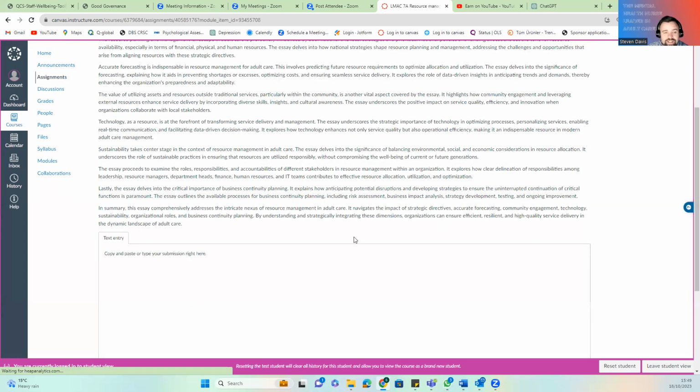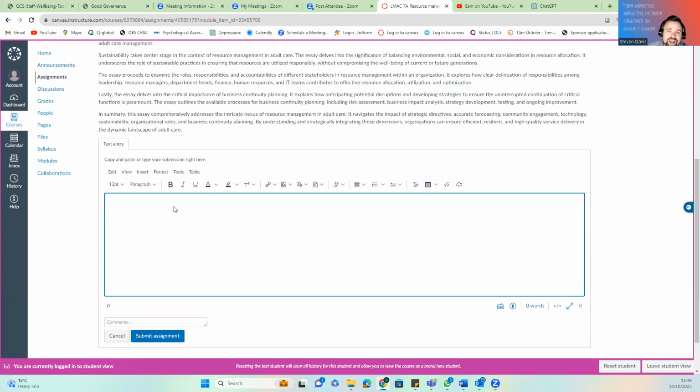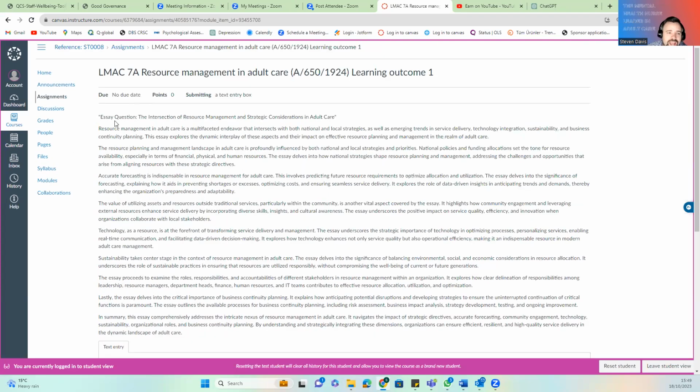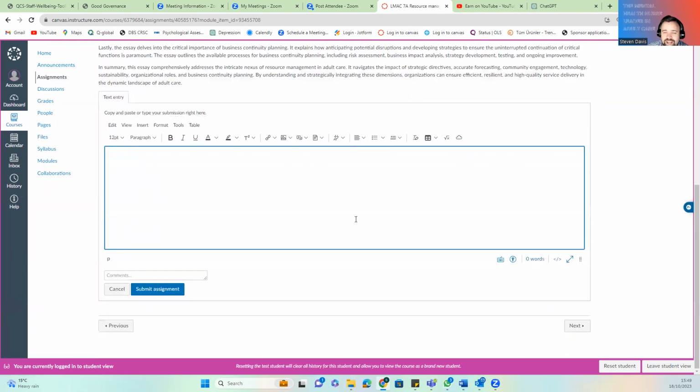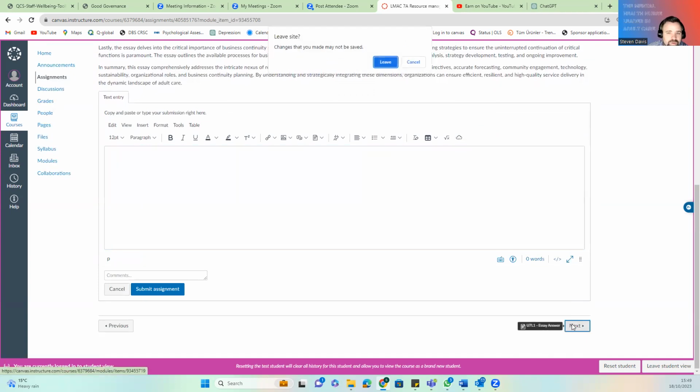And then ideally the assignment will come up. There we go. And in there, you would put the aim of this essay is to look at service delivery, technology, integration, sustainability, and continuity planning. And then you're going to run through to make sure that you've met those learning outcomes. Wonderful.